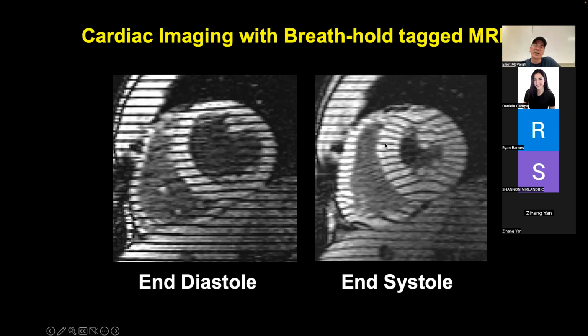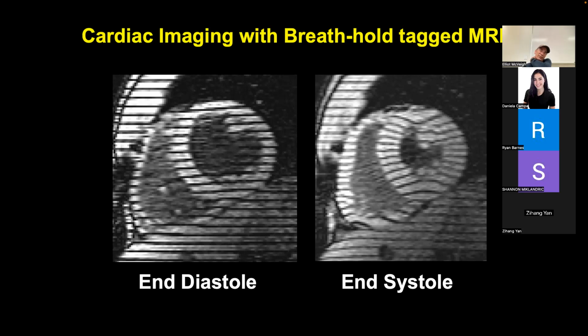And so now you can measure with great precision things like circumferential shortening by looking at how the distance between these lines changes from here to here. That's where they start at end diastole, and this is where they go to at end systole. So this is sort of the gold standard for measuring myocardial strain, because you can measure these lines so well.